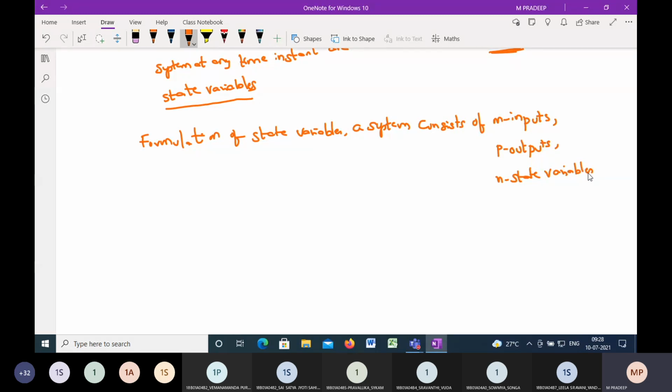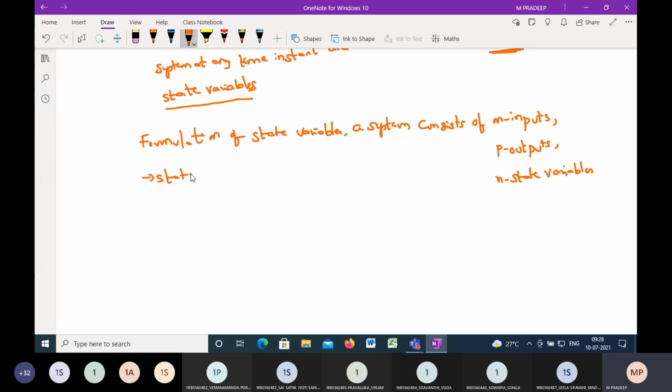Okay, so for the formulation of your state variables, a system should mainly consist of some m number of inputs, p number of outputs, and n number of state variables. So what is the representation of your system that we are going to use?